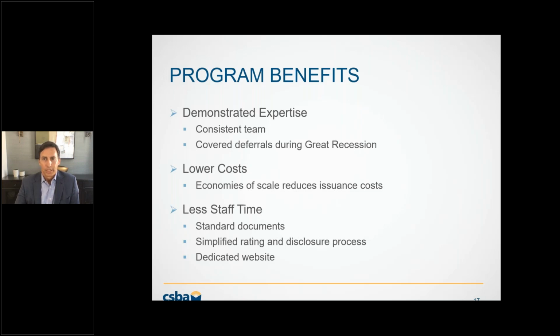We've also set up a dedicated website for our TRAN clients in the program to try to make it easier for getting us the cash flows, the audits, the various documents that we need for the program. Next slide.